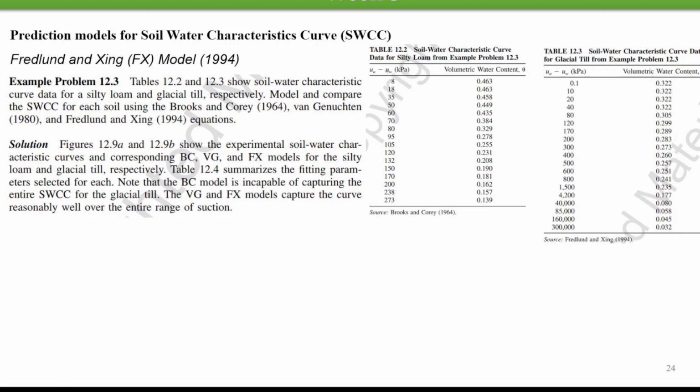Okay, so this is one example which you can solve similarly as we have solved the two models which we have seen earlier, right? In this example, if you see, the data is given regarding the suction in relation to the volumetric moisture content, and these data are for two types, glacial till and silty loam. It is asked that for glacial till and silty loam, the water characteristic data is provided, and we need to model and compare the WCC for each soil using the Brooks and Corey model, the Van Genuchten model and the Fredlund and Xing equation. So we can again use the spreadsheet and model the Van Genuchten, Brooks and Corey models along with the Fredlund and Xing equation, right? This I leave for you to do on your own.